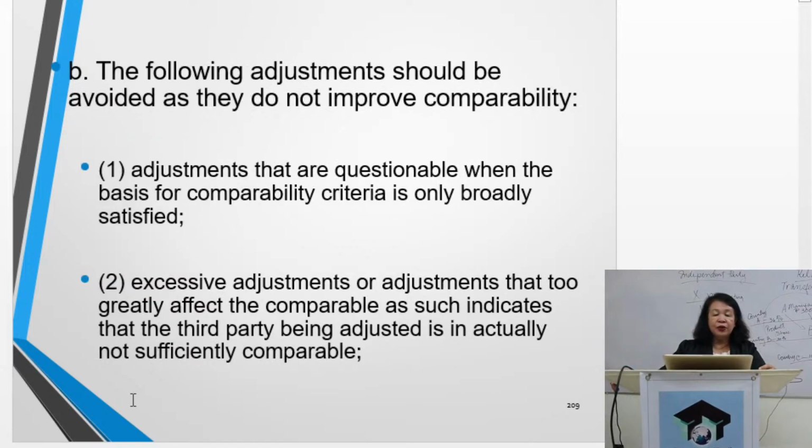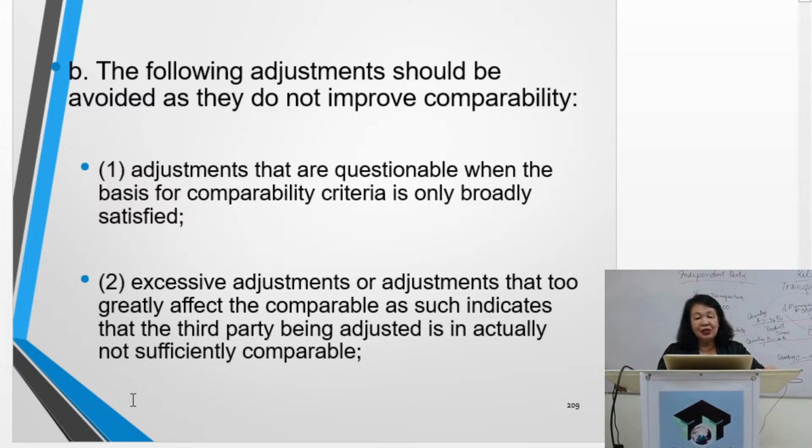So these are the following adjustments that should be avoided. Number 1, adjustments that are questionable. Questionable. Bakit? Kasi malabo. When the basis for comparability criteria is only broadly satisfied. Malabo, pwede nang hindi mo na siya gagawin. So, excessive adjustment or adjustments that too greatly affect the comparable as that indicates that the third party being adjusted is actually not sufficiently comparable.